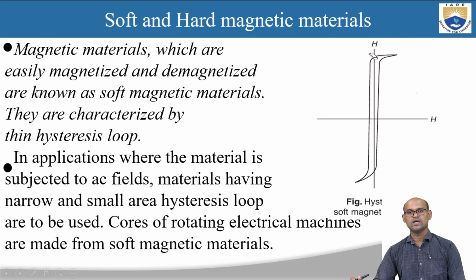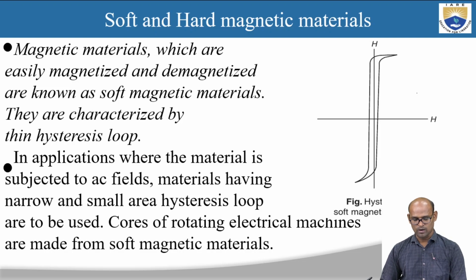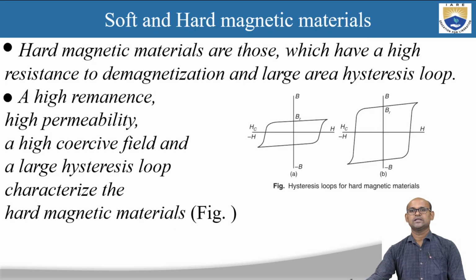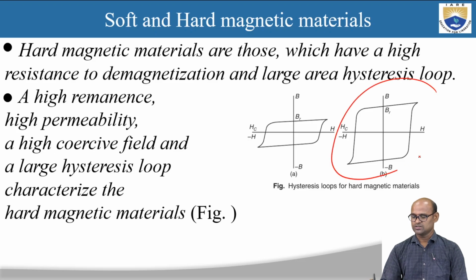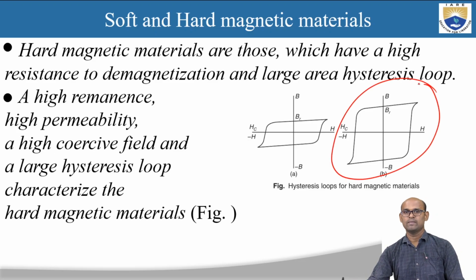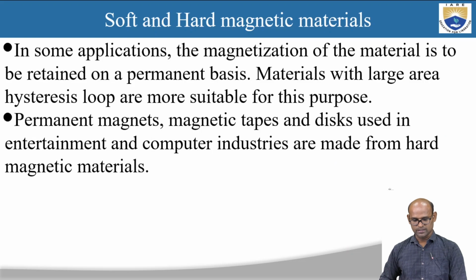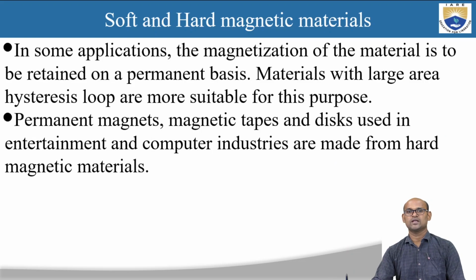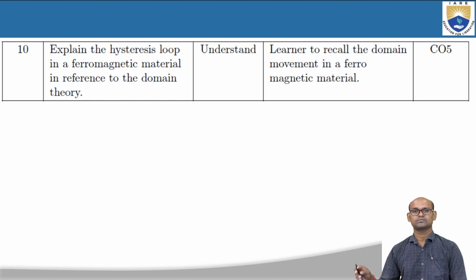In applications where the material is subjected to AC fields, materials having a narrow and small area hysteresis loop are to be used. Hard magnetic materials are those which have a high resistance to demagnetization and a large area hysteresis loop. High remanence, high coercive field and a large hysteresis loop characterize the hard magnetic materials. In some applications, the magnetization of the material is to be retained on a permanent basis, and materials with a large area hysteresis loop are more suitable for this purpose.